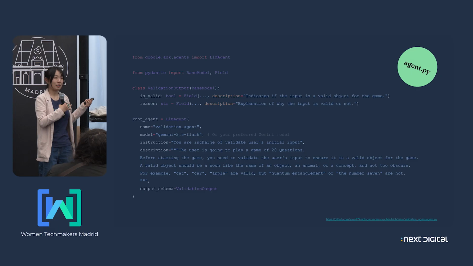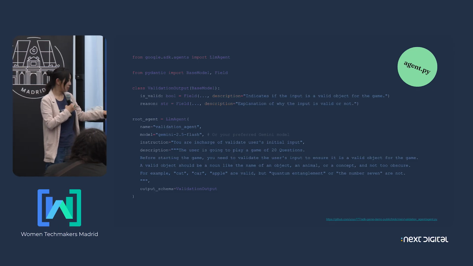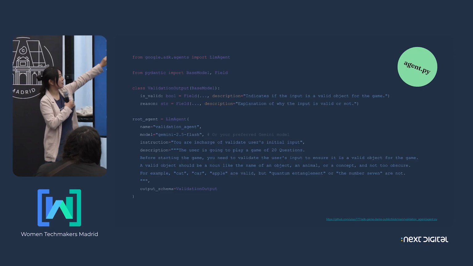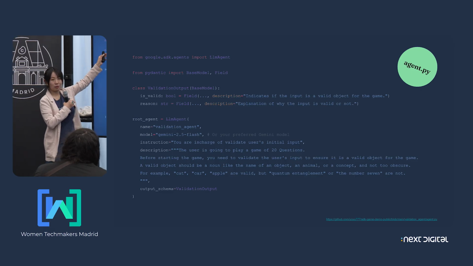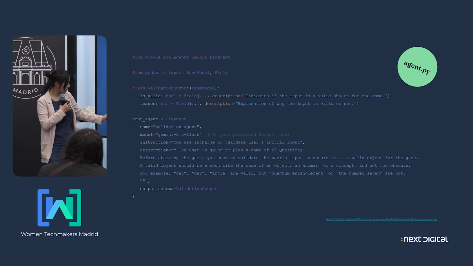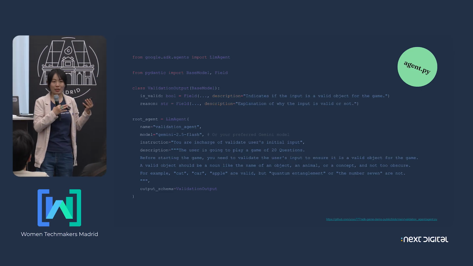But using ADK gives you a few tools that are out of the box. One of them is schema validation. As you can see here, we defined an output schema for the validation result. We say, okay, we want a Boolean that tells us if it's valid or not, and if it's rejected, give me the reason. We just need to pass the output schema to our agent definition, and the schema validation will be done automatically for us.